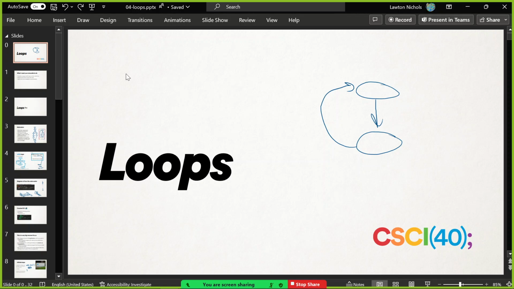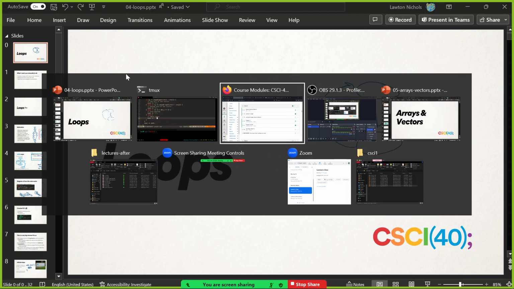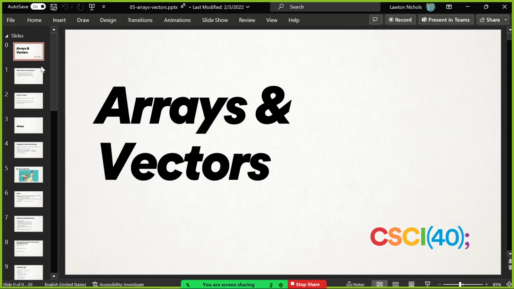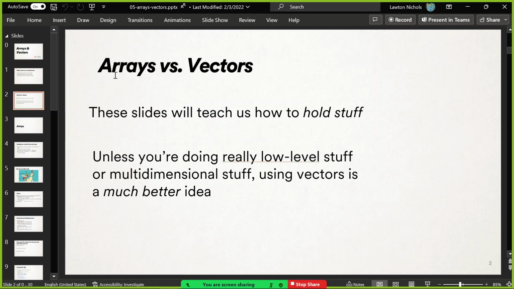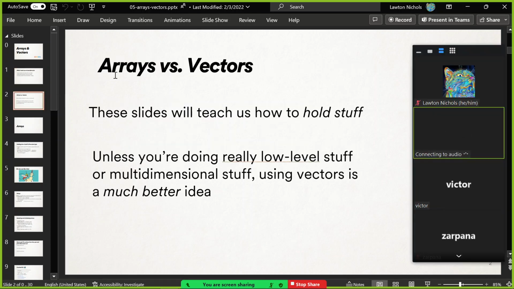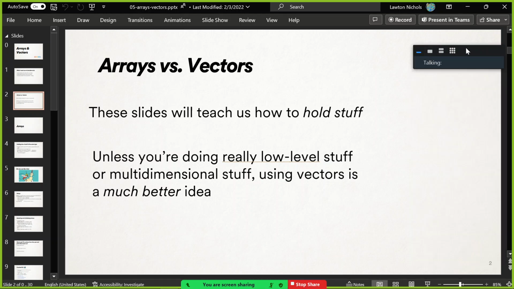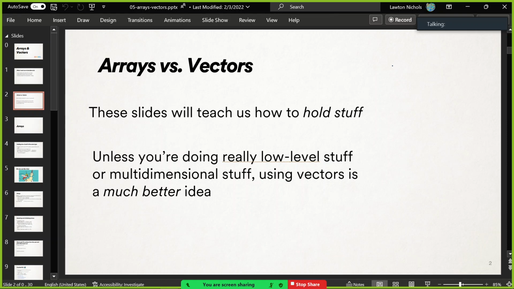All right. So next piece of today, I want to talk to you about arrays and vectors, two similar concepts in C++. They do the same exact thing. Both of them do the exact same thing. They hold stuff, all right? We know how to hold some stuff.